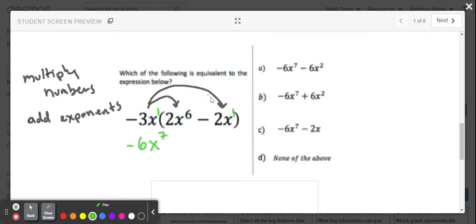Now we'll do the multiplication of the last term. -3 times -2 is +6. And then here we have x to the invisible 1. Here we have x to the invisible 1. 1 plus 1 makes x to the 2. And so your answer is this.